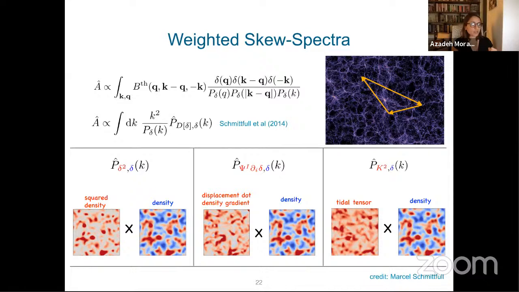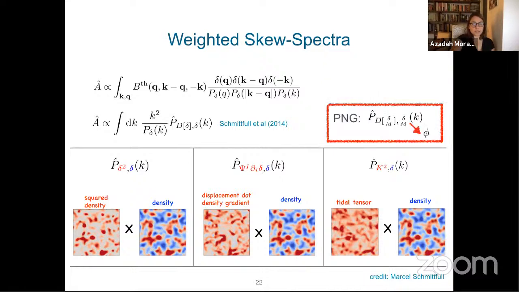And in practice, what you would do is you would take your observed density field, you would square this field with some given specific weight functions that would correspond, for instance, to the square of the density, or a product of the displacement field and density gradient, or the tidal tensor. And then you correlate the second order or quadratic field with the original density field, and this captures the information in the bispectrum.